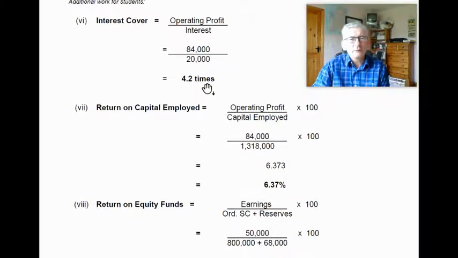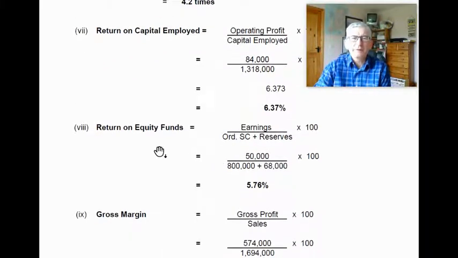Well, the interest cover we have looked at was 4.2 times. The return on capital employed is the operating profit over the capital employed by 100 to give your answer as a percentage, which is 84,000 over 1,318,000 by 100, which gives you 6.373. So your answer is 6.37%.